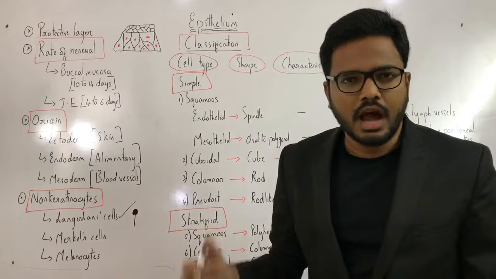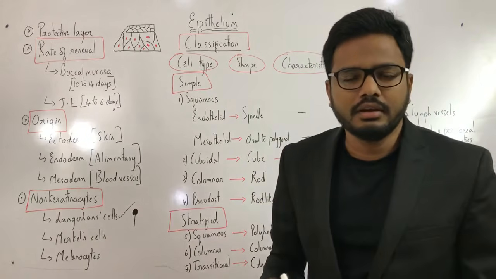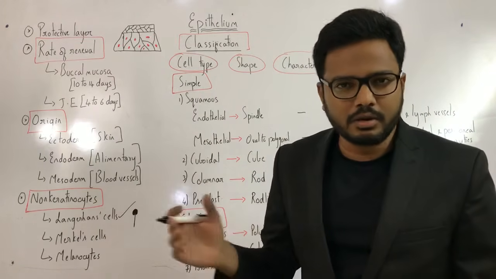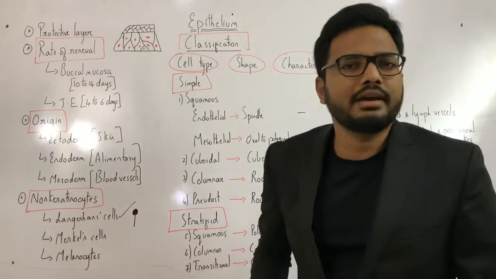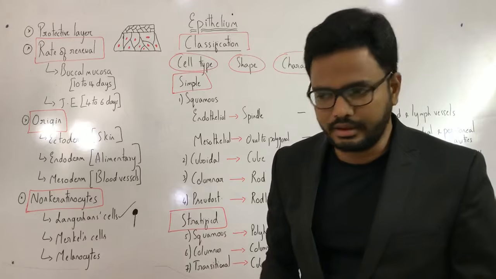cells present? I mean, we have different layers in your epidermis, right? The epidermis has basal, spinosum, granulosum, corneum. So in which layer do you find these Langerhans cells? That's another question again.